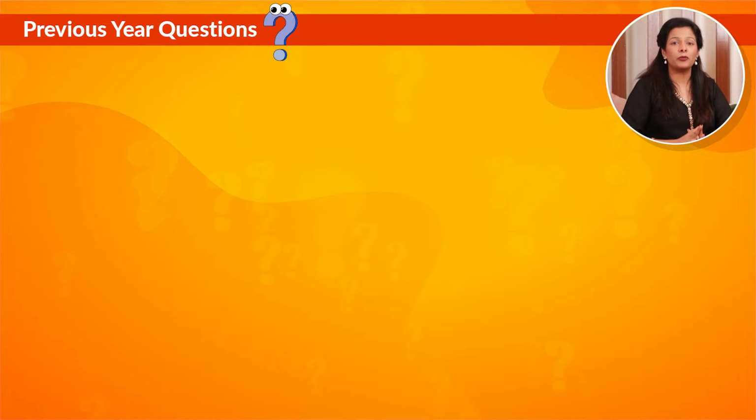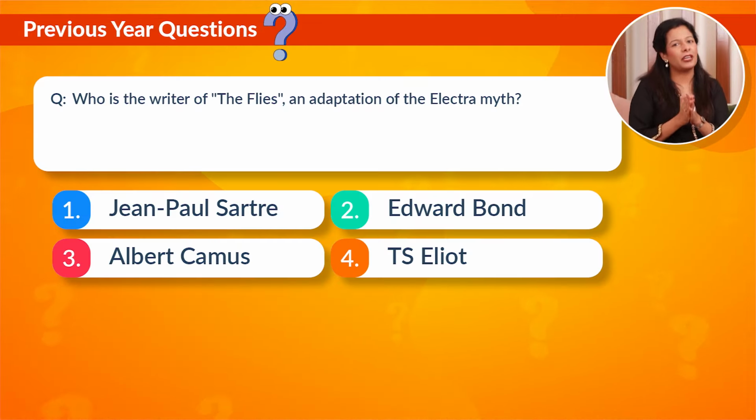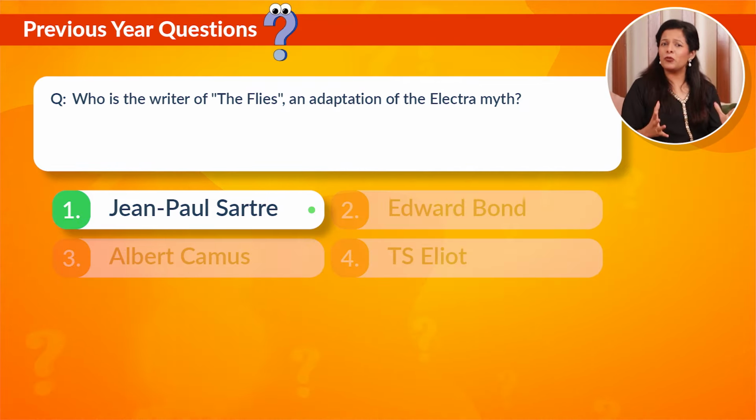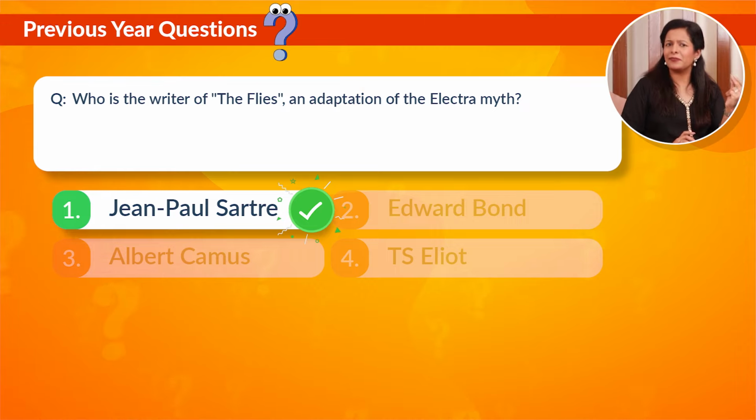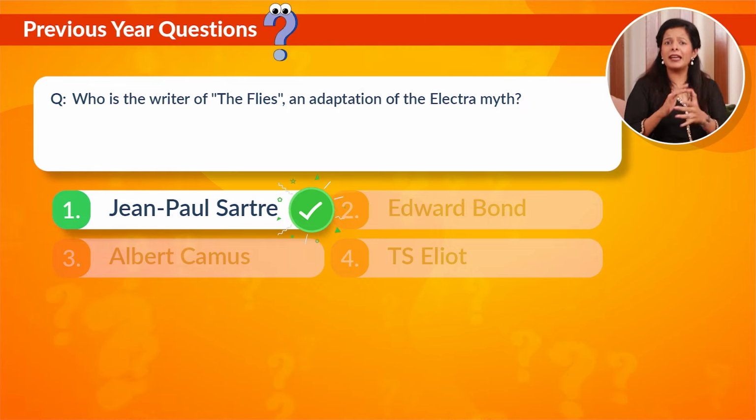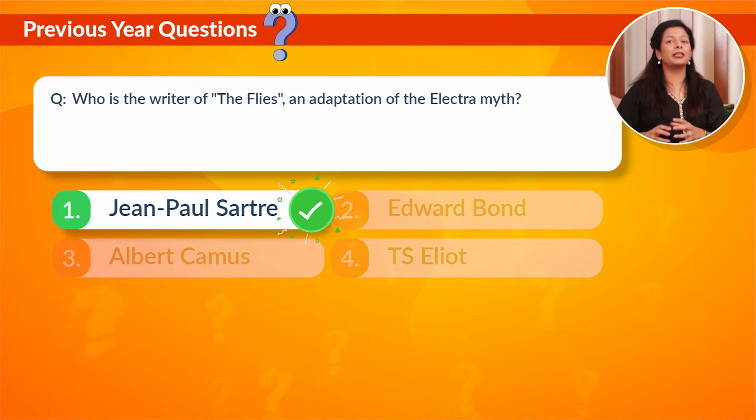Now, before we wrap up, here's a bonus previous year question for you. The question is on your screen. The question is about identifying the writer of The Flies, a modern adaptation of the Electra myth. The correct answer is 1. Jean-Paul Sartre. The Flies is Sartre's 1943 existentialist play that reimagines the Greek myth of Electra and Orestes.